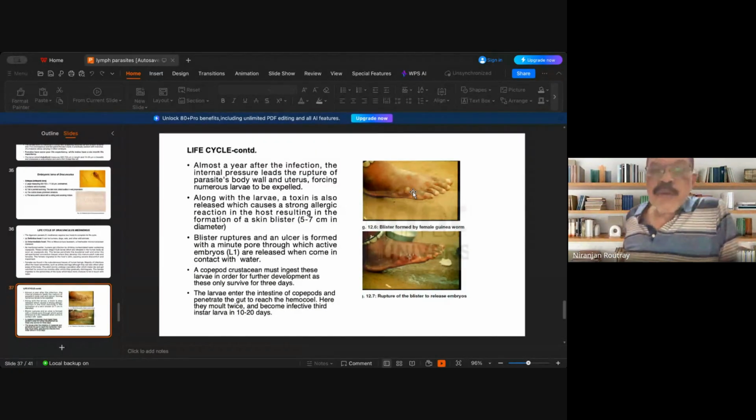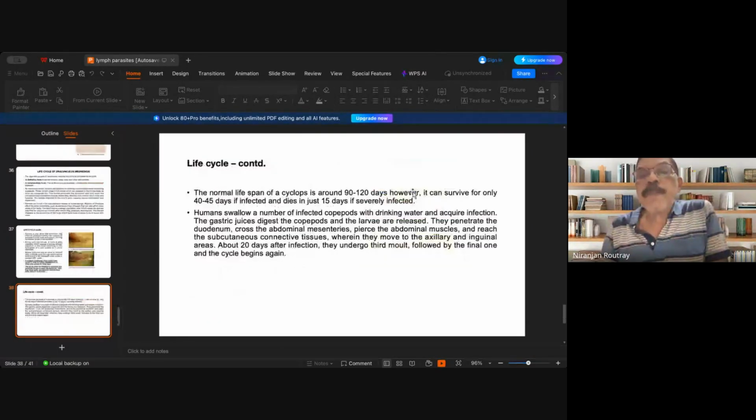Larvae enter the intestine of the copepods and penetrate the gut to reach the hemocoel. That means in all insects the hemocoel is the fluid cavity. All insects have hemocoel. That means the cavity which contains blood-like fluid, which may be pigmented or non-pigmented. If it is colorless blood, it does not contain the metals which impart color. So here they molt twice inside the hemocoel and become the infective stage of L3 or the third larval stage within 10 to 20 days after their entry into the cyclops body.